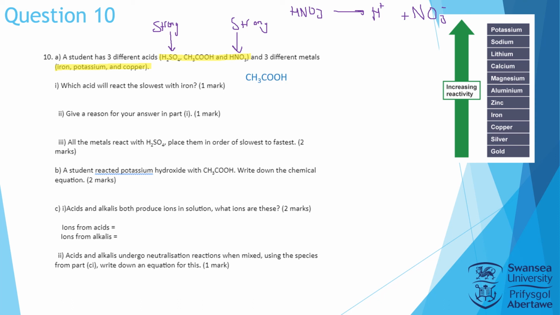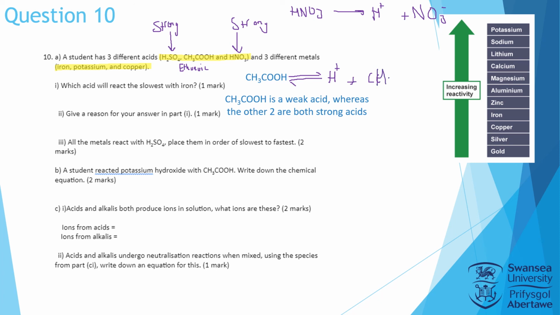So the acid that reacts slowest with iron is going to be CH3COOH, or ethanoic acid. Let me just write that down. Ethanoic acid. So why does this happen? It's because it is a weak acid, whereas, as we've said, the other two are strong acids. So what does this mean? This means that when you put this in water, CH3COOH, or ethanoic acid, as I'll call it from now, you get the H+, which is present in all acids, but you also get CH3COO-.